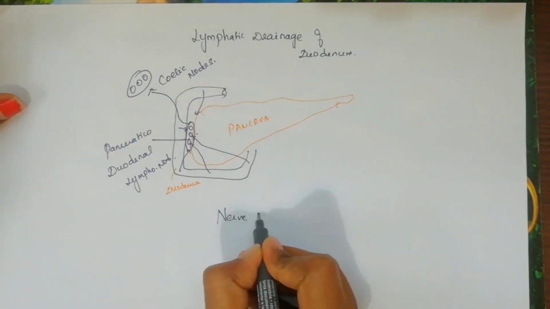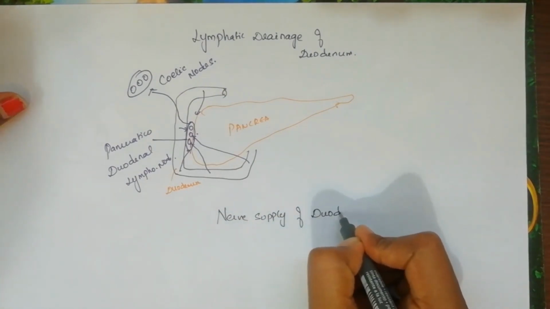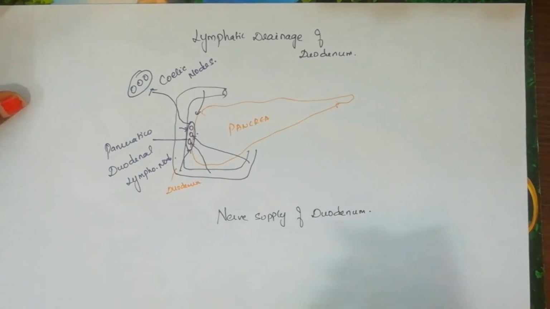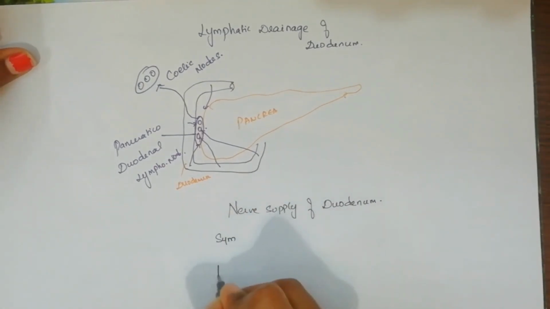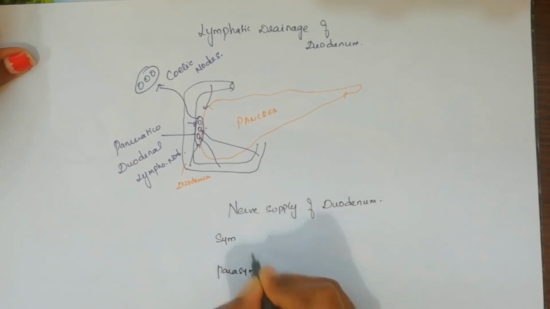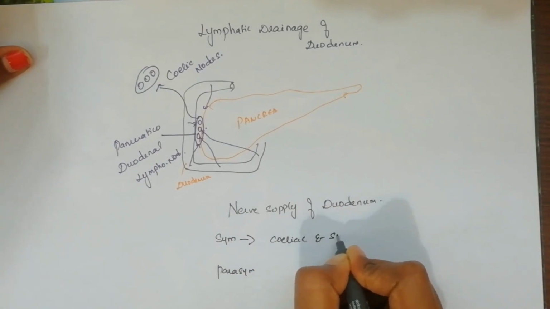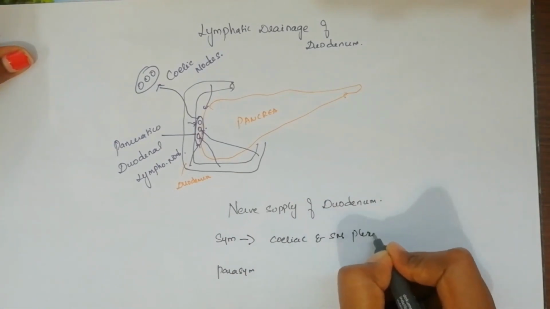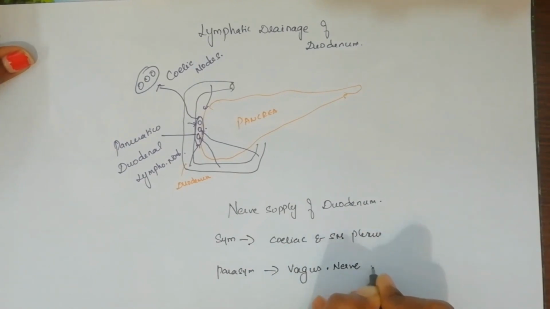So nerve supply of duodenum. Talking about the nerve supply, we have got sympathetic and parasympathetic. Sympathetic is mainly by celiac and superior mesenteric plexus, and parasympathetic, as with other organs, is by the vagus nerve.